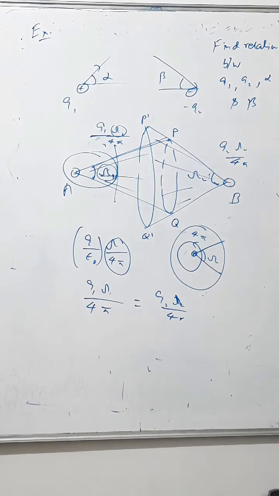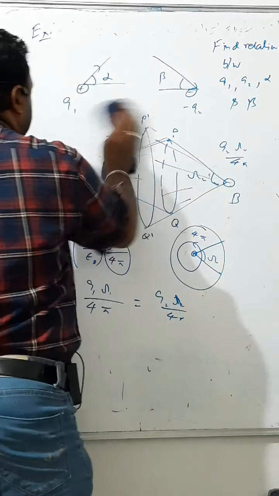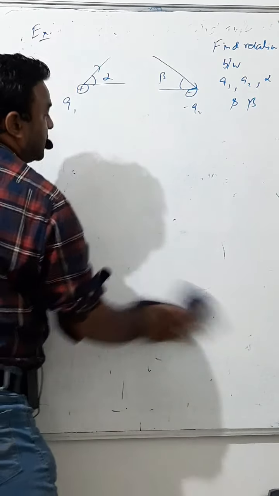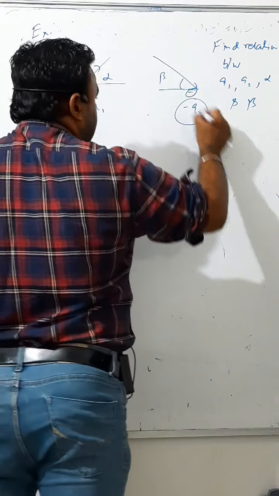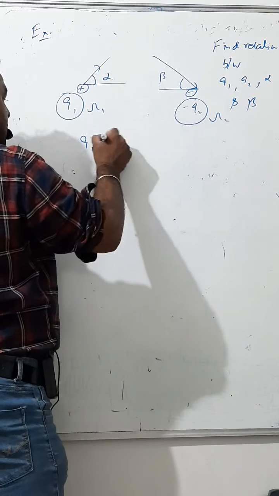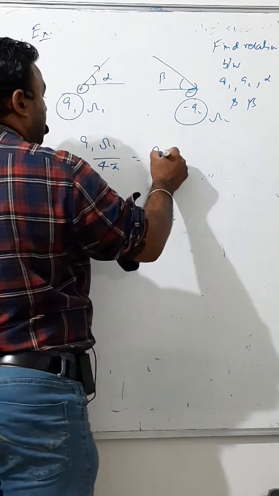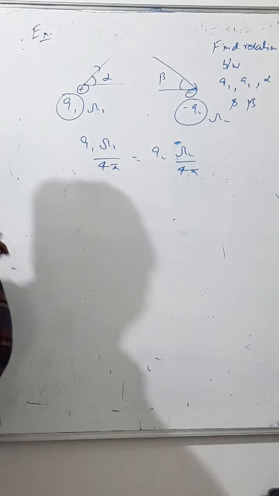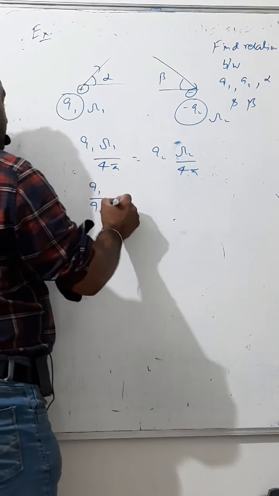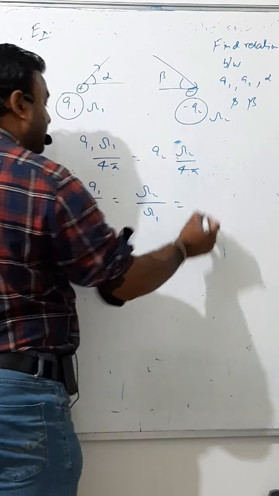This is the logic behind it. I hope you are getting that at the moment one charge is radiating lines of force, and another is also radiating lines of force. Now the logic behind it is: the solid angle made by this one is omega 1, by this it is omega 2, so Q1 omega 1 by 4 pi equals Q2 omega 2 by 4 pi. This is the logic. We have Q1 by Q2 equals omega 2 by omega 1.